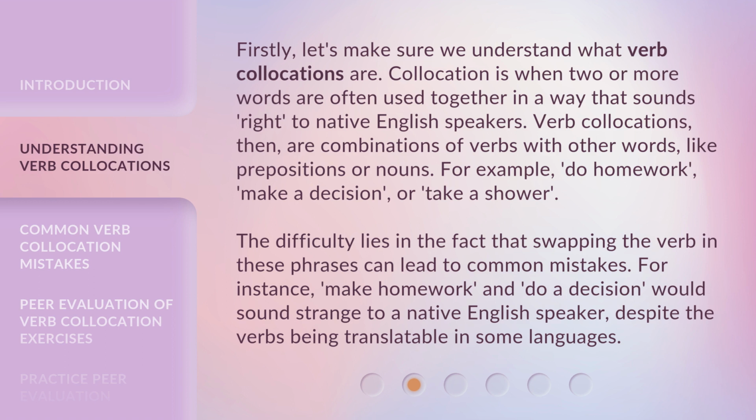Firstly, let's make sure we understand what verb collocations are. Collocation is when two or more words are often used together in a way that sounds right to native English speakers. Verb collocations, then, are combinations of verbs with other words, like prepositions or nouns. For example, do homework, make a decision, or take a shower. The difficulty lies in the fact that swapping the verb in these phrases can lead to common mistakes. For instance, make homework and do a decision would sound strange to a native English speaker, despite the verbs being translatable in some languages.